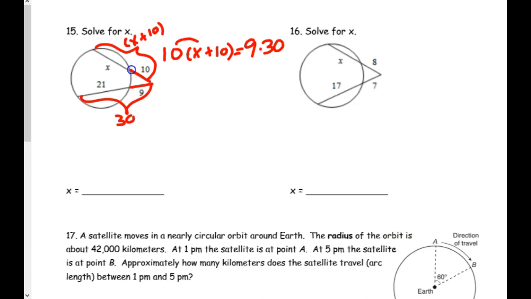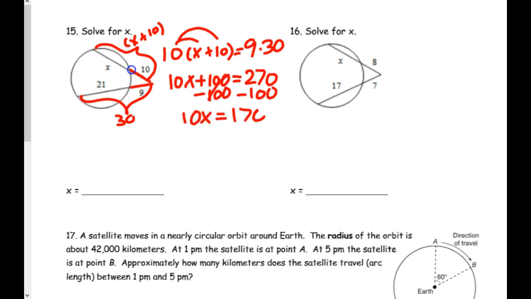So, 10 times x is 10x. 10 times 10 is 100. And then 9 times 30 is 270. Get rid of the loner. 10x equals 170. Divide by 10 equals 17. Sorry to be going a little bit faster, but you can always stop and replay this. The algebra should be old news.